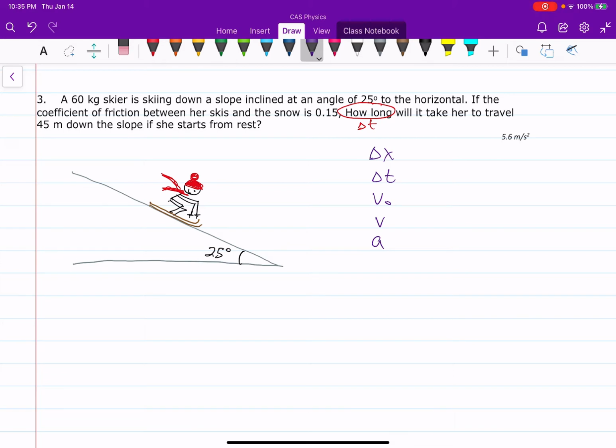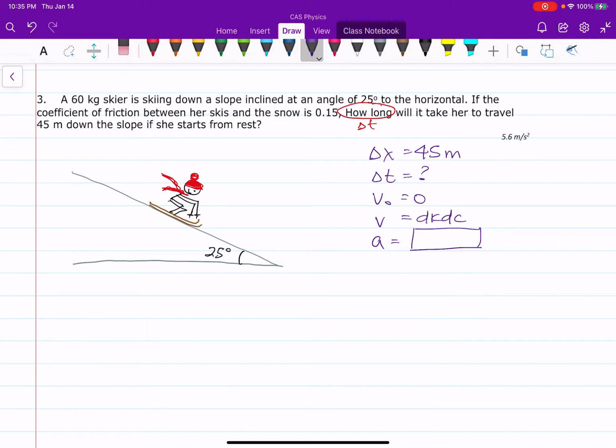So let's see. It tells us that they want to know how long, so that's my unknown. It'll take her to travel 45 meters down the slope if she starts from rest. By now I hope you understand that you get this information from looking at the forces. So this is my don't know, don't care. You have three other pieces of information, so you can solve for time.